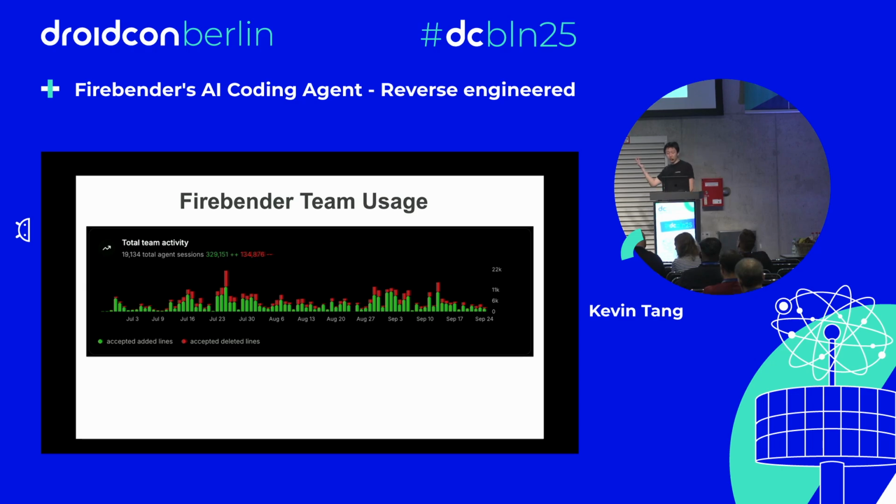And this is our internal team usage. So I use Firebender every day. We have a small team of 4 engineers right now. Everyone uses Firebender. And we essentially build the tool with the tool. So there's kind of this weird recursive loop going on here, but it works, I promise. So yeah, that's our team usage.